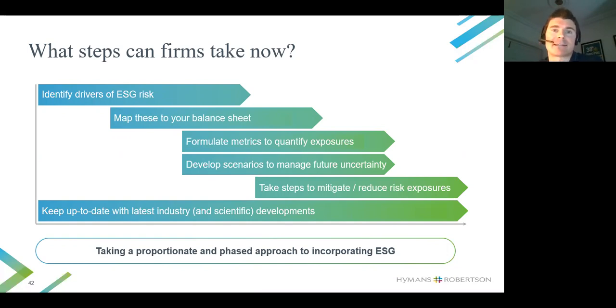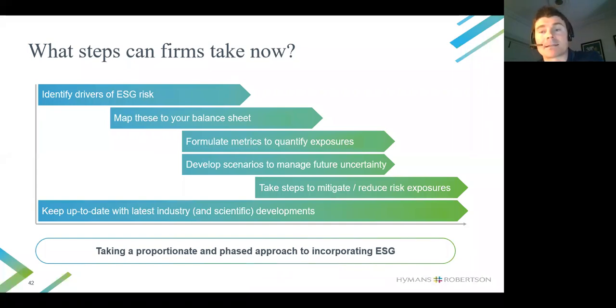Just to bring this to life, because obviously it's a pretty high level illustration, maybe pick one example and show you how that might quickly run through this plan. So the example we thought we'd share is equity release mortgage loans.